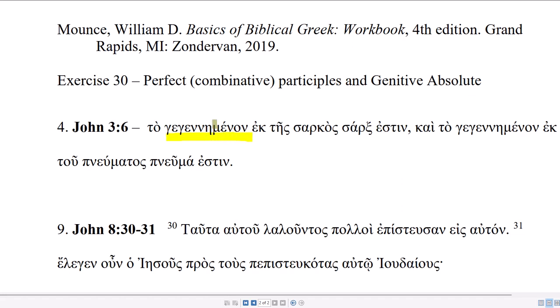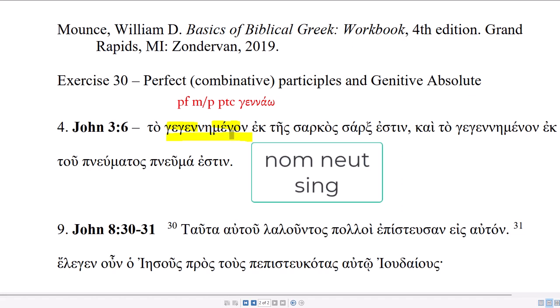Gegenemenon. Notice first the men is telling us that it's a middle, and the gegen looks a lot like reduplication. So we're looking at a perfect middle passive participle. The root is genao, and genao means to beget or to give birth to. The middle passive idea is what has been born. This is nominative neuter singular.